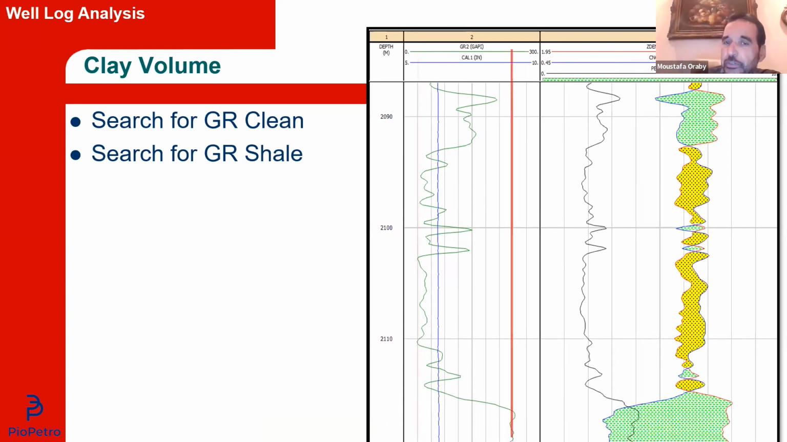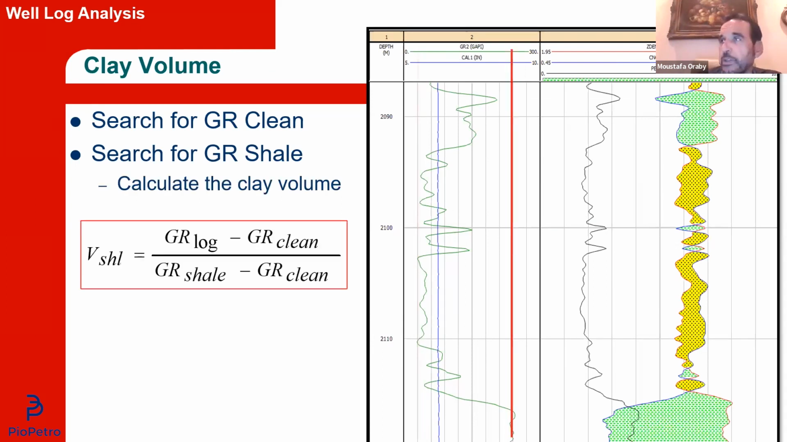Okay. Once you define the minimum and you find the maximum, then you calculate the clay volume from the very well-known linear clay correlation: gamma ray minus gamma ray clean divided by gamma ray shale minus gamma ray clean, or we can call it gamma ray minus gamma ray minimum divided by gamma ray maximum minus gamma ray minimum. You apply this on the entire well, then you calculate the clay volume.